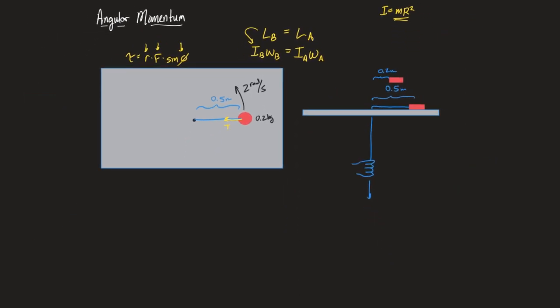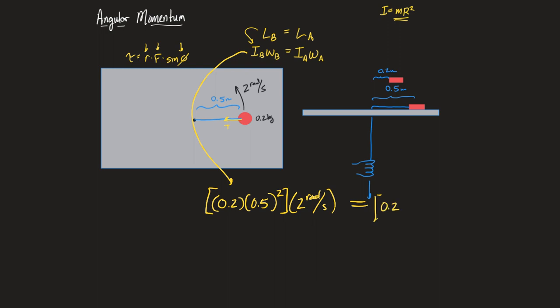So I have as my moment of inertia mr squared, so that's 0.2 times 0.5 squared times the angular speed, which is 2 radians per second. This is the initial angular momentum. This must equal the new moment of inertia, which is mass of 0.2, radius of 0.2 squared, times final angular speed.